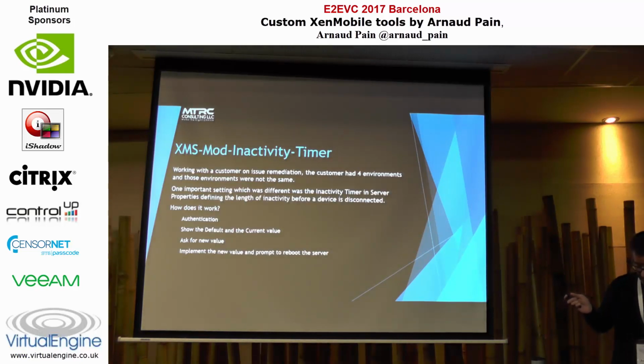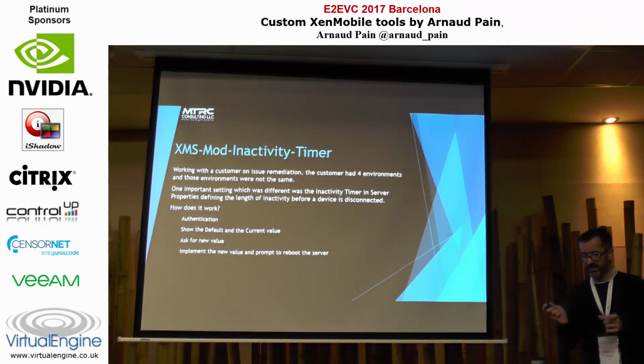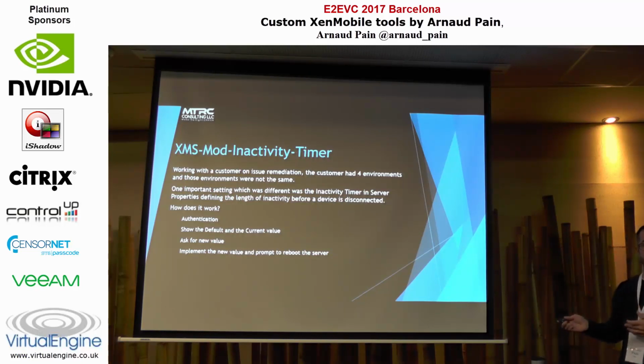After I got this one, by default you have an inactivity timer in the server properties, which is 7 days. So after 7 days without any activity between the device and the XenMobile server, the device is put in inactive mode. It could be useful to change this value, because sometimes you have users who are going on vacation for more than 7 days, and probably they don't want to power up the device because they are on vacation.